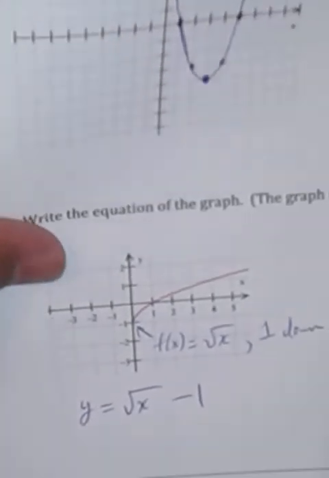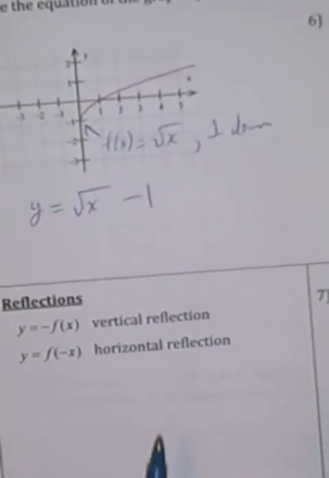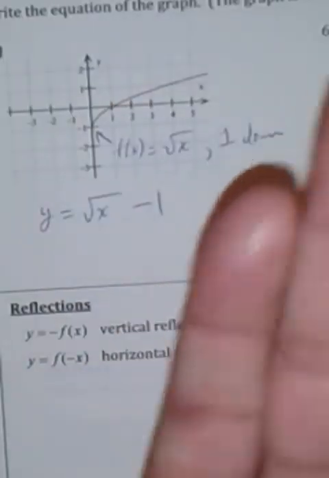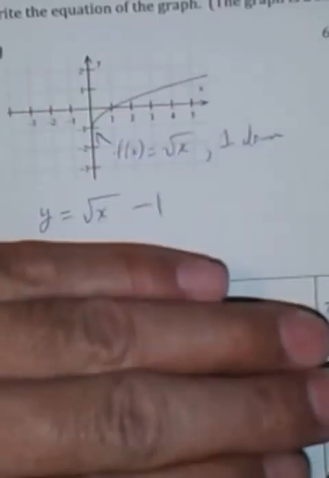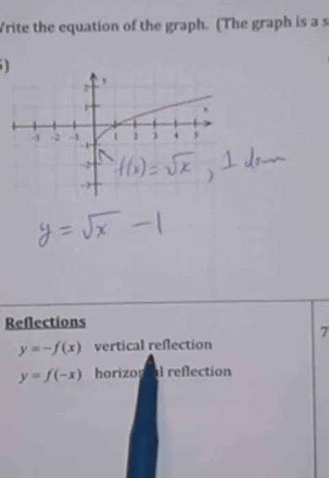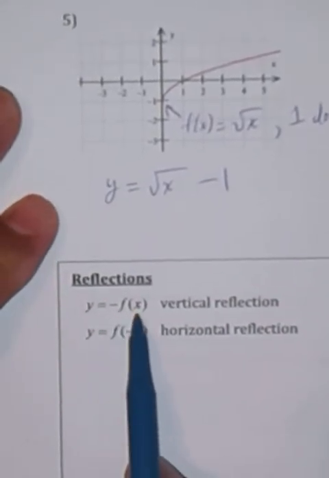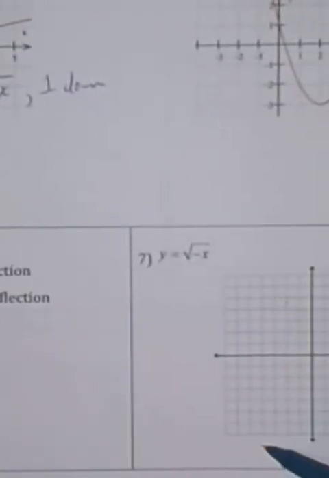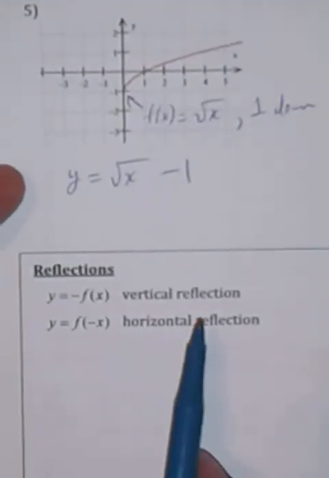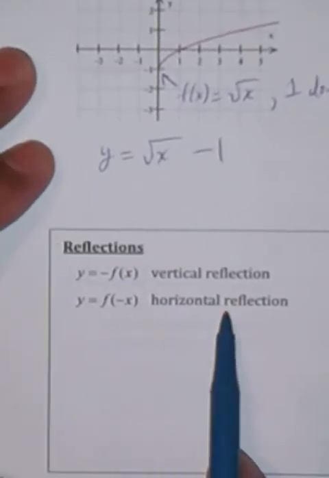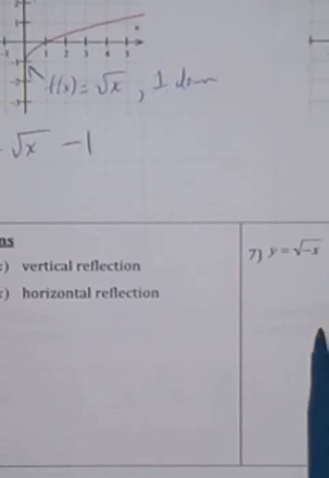All right, let's start the next part here. Reflections, that means flipping upside down or across this way. Horizontal reflection, vertical reflection. The first one, y equals negative f of x, is a vertical reflection. That means when the negative is outside the argument, it's a vertical reflection. So you're going to flip this way or that way, whichever is necessary. And the second one, y equals f of negative x, is a horizontal reflection, from left to right or from right to left.